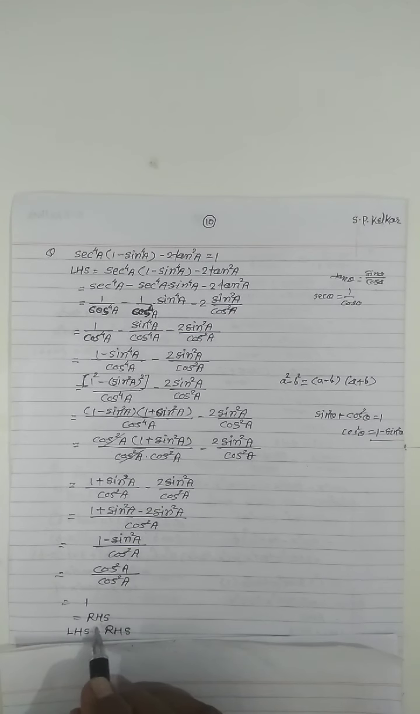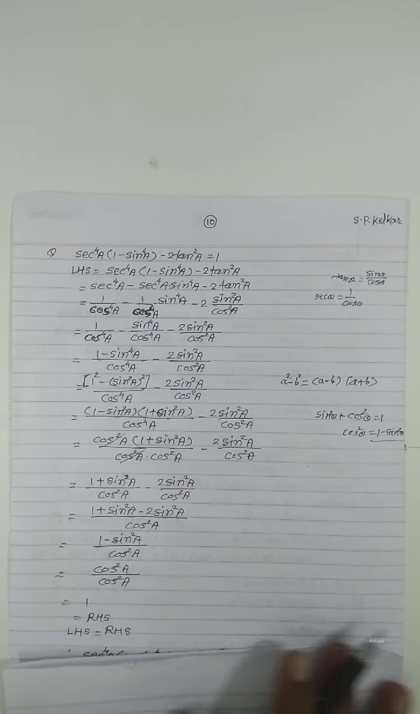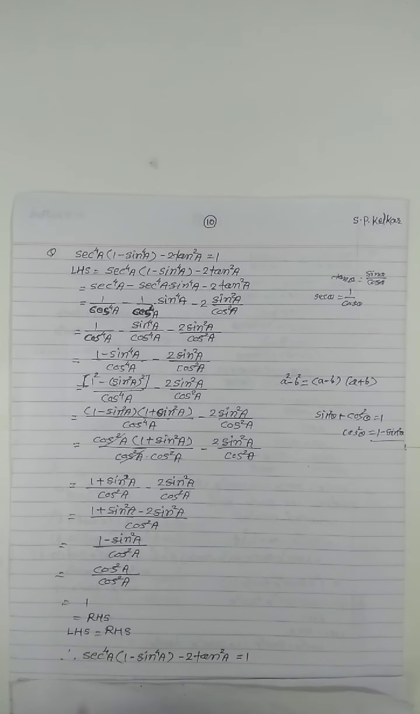So we get the right hand side, which means left hand side equals right hand side. Then we can write in this way: we proved that sec raised to 4a in bracket 1 minus sine raised to 4a bracket close, minus 2 tan square a equal to 1.